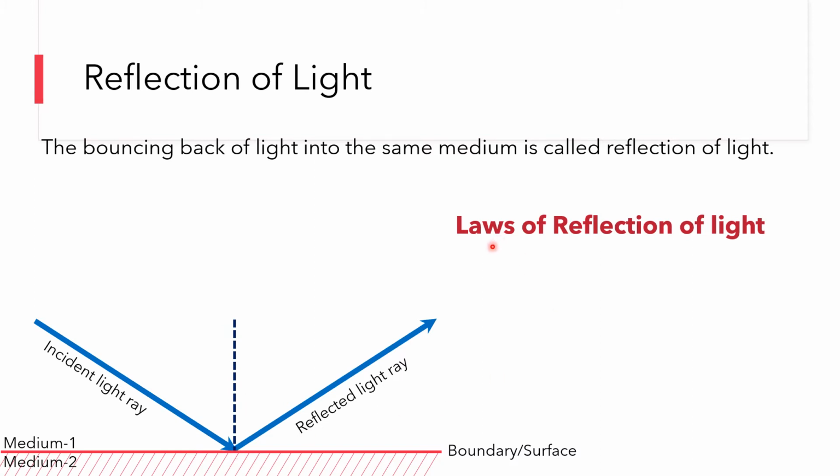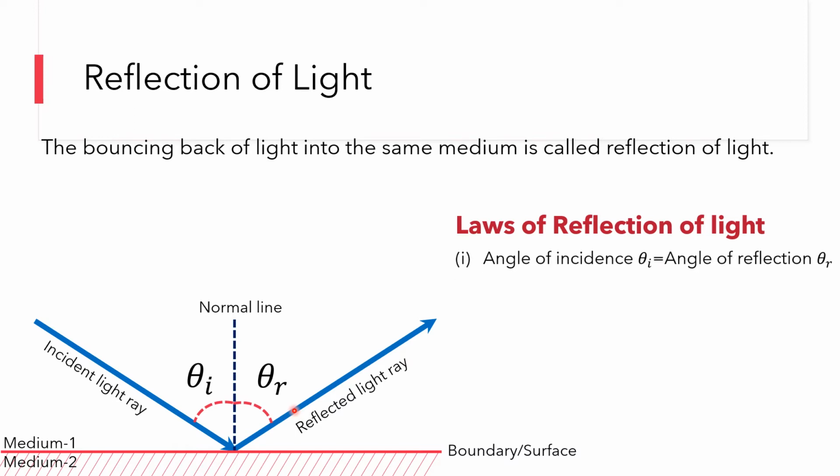According to the laws of reflection of light, the angle of incidence, that is the angle between the normal line and the incident light ray, is equal to the angle of reflection, that is the angle between the normal line and the reflected light ray. So they are equal. Theta i equals theta r. Suppose this angle of incidence is 30 degrees, then the angle of reflection is also 30 degrees. So this is the first law.